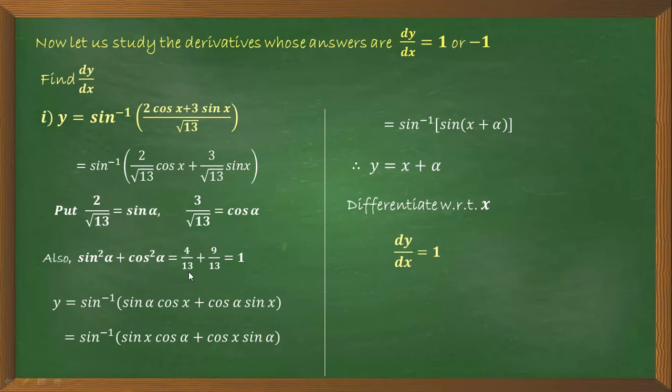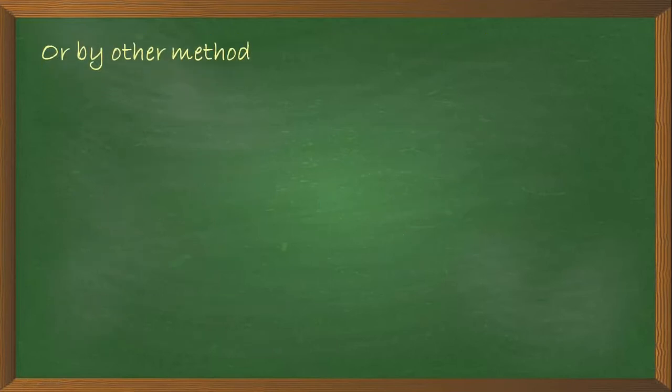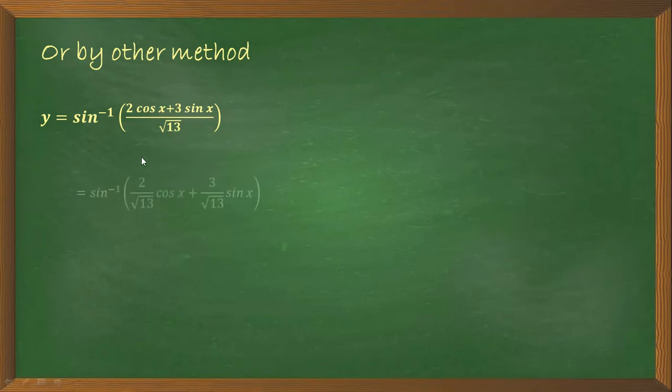There is an alternate method also. So let us see. By the other method, how will you solve this? See, same question. Let us see. If it is y is equal to sin inverse in bracket 2 cos x plus 3 sin x upon root 13. Now similar adjustment here, 2 upon root 13 into cos x plus 3 upon root 13 into sin x.